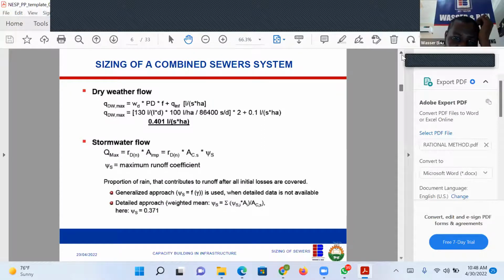If you go and do an ordinary average, you might not get this. But in real life design, this 0.371 is assumed. As a designer, you can assume it and justify it.